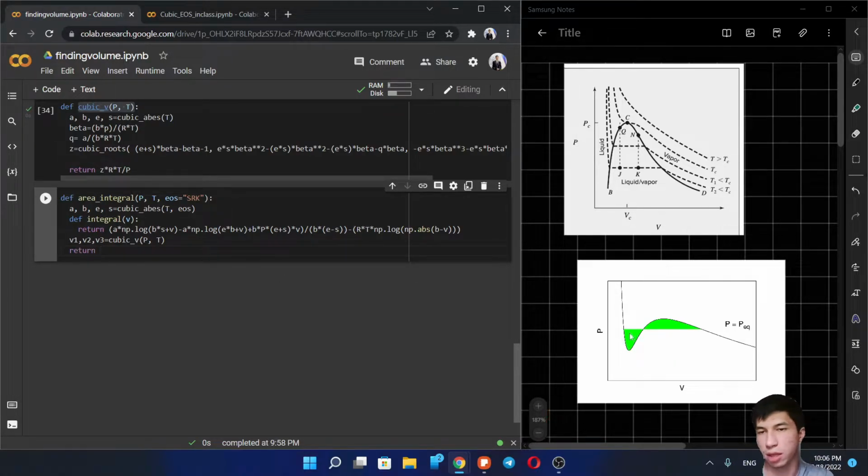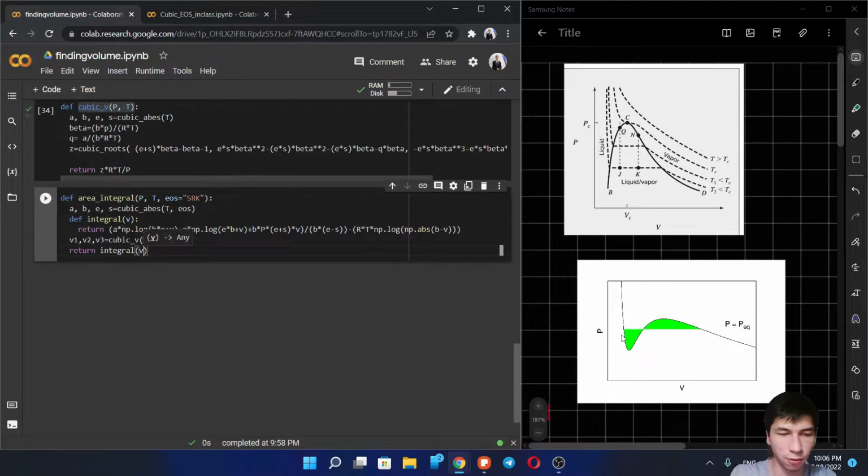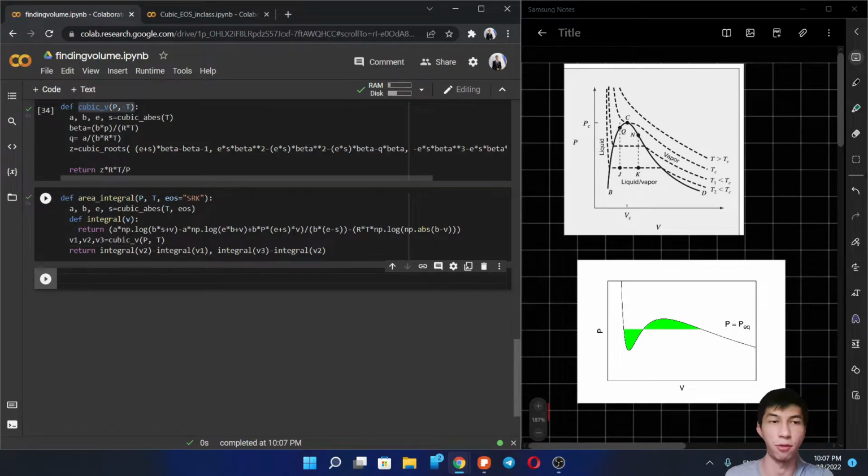So the first area, the lower area, is the integral of v2 minus the integral of v1. So we're gonna have integral of v2 minus integral of v1, right? And the second area, the upper area, is the integral of v3 minus the integral of v2, okay? So now we have our function for calculating the areas of the Maxwell construction.